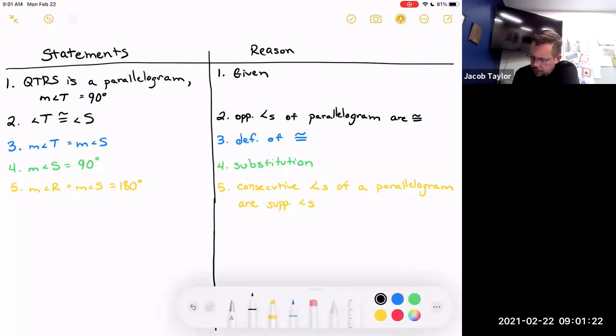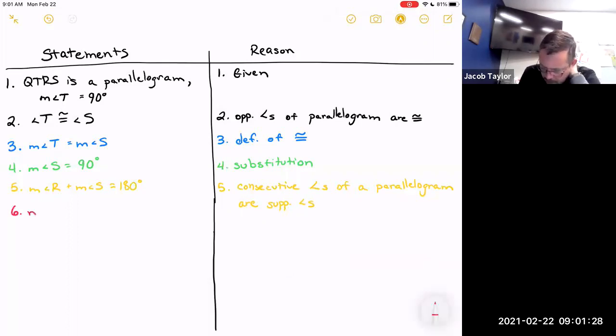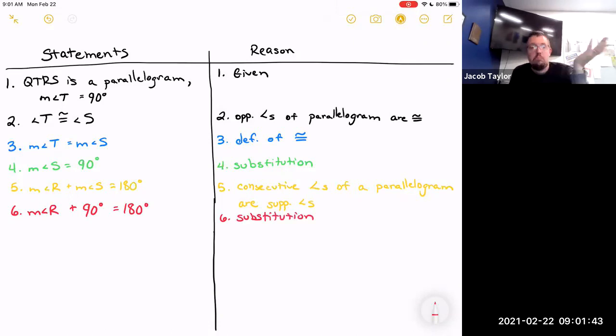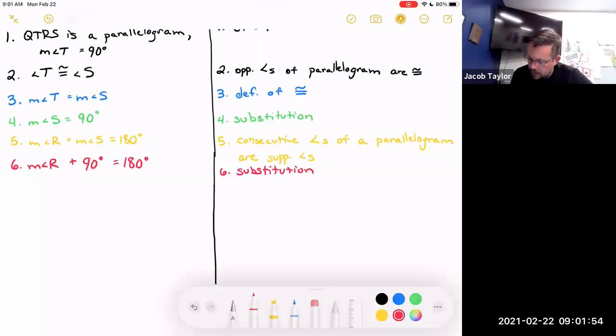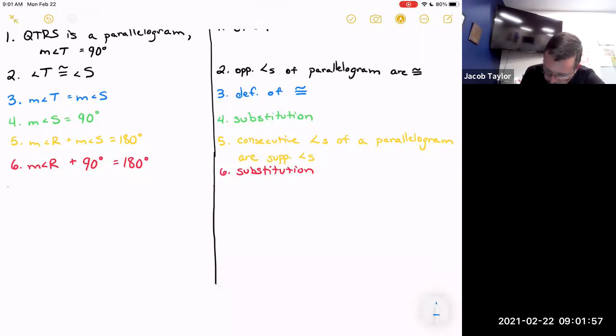This seems like a good time to do substitution with that step, with step 5: the measure of angle R plus 90 degrees, because angle S, we just figured out, is 90 degrees, equals 180 by substitution. And now it's pretty simple to solve this for angle R. Do you know what the property is that allows me to solve for angle R? I mean, obviously angle R is 90, but do you know what the property is?